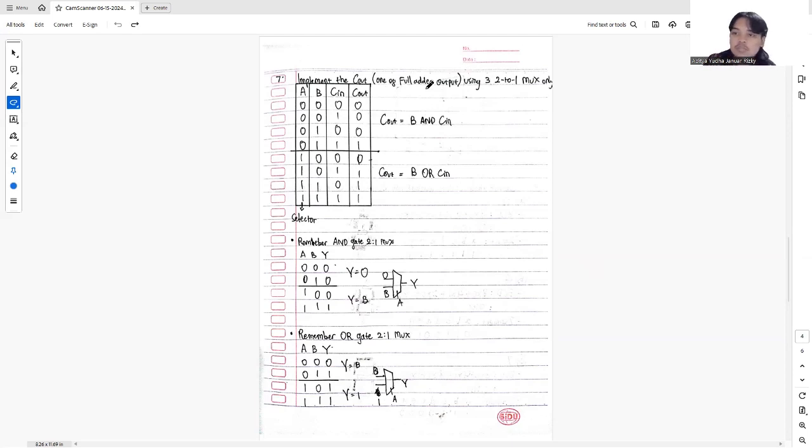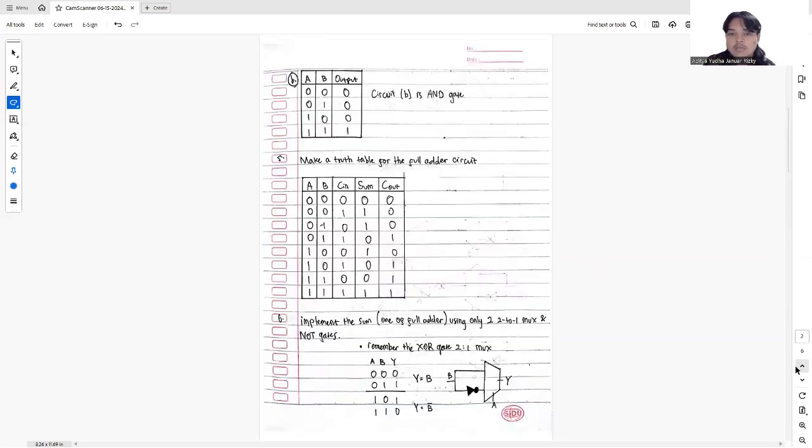Before we get into the details of it, we have to know the full adder truth table. We can see from the fifth question how the truth table of the full adder looks like. Now this is the truth table here. It has 3 inputs and 2 outputs. The 3 inputs are A, B, and Cin, and the 2 outputs are sum and cout.